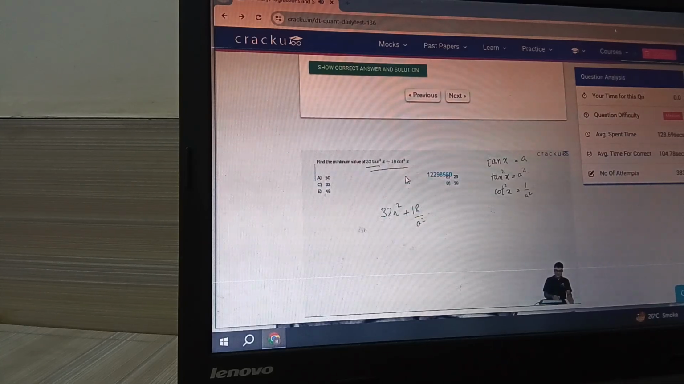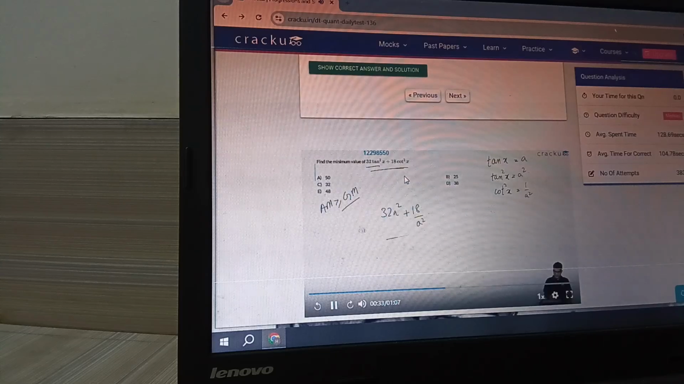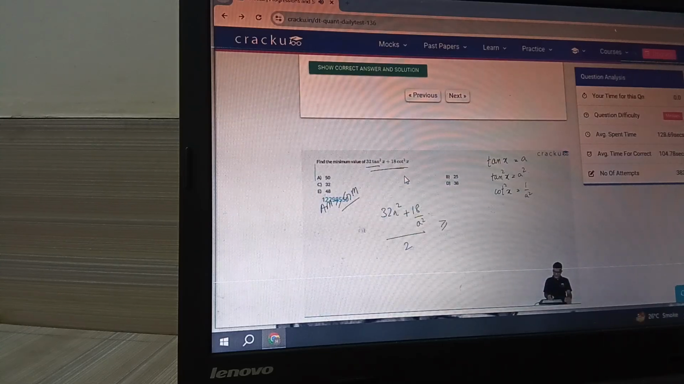We can apply the arithmetic mean is greater than or equal to geometric mean theorem. So (32a square plus 18 by a square) divided by 2 will be greater than or equal to square root of 32a square into 18 by a square. You can cancel a square on both sides.